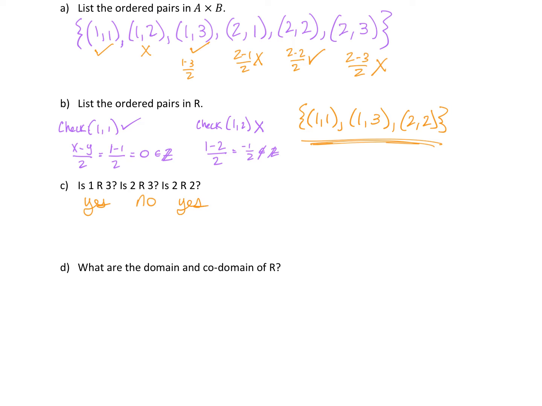What are the domain and codomain of R? So the domain is A from A cross B, and A was 1 comma 2. And the codomain is B from A cross B, which was 1, 2, 3.